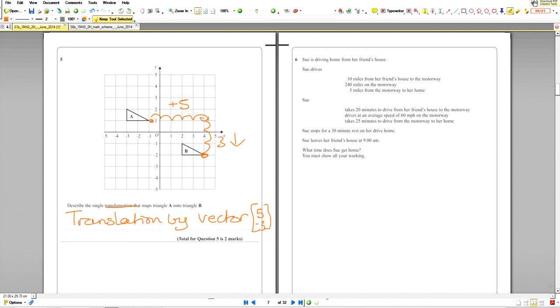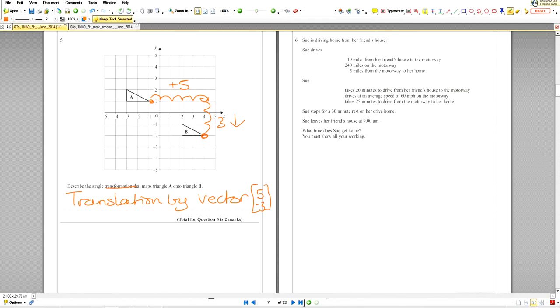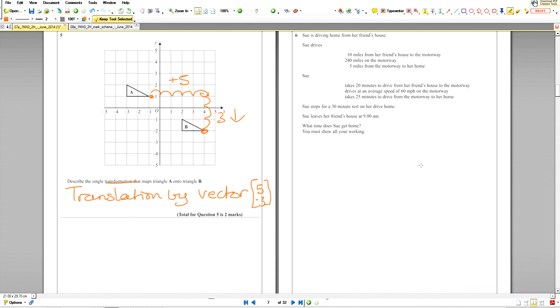Number 6. Okay, Sue is driving home from a friend's house. Sue drives 10 miles from a friend's house to the motorway, 240 miles on the motorway, 5 miles from the motorway to her home.